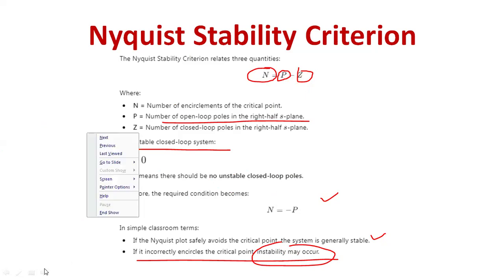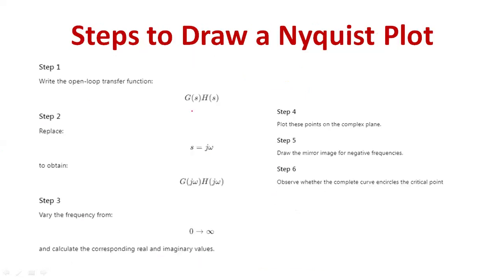Okay, so moving further. What are the steps to draw the Nyquist plot? First of all, you are supposed to convert the S domain into the frequency domain. Write down the open loop transfer function, first step. The second step is to put S equal to j omega, converting the S domain into the frequency domain. So that you will get G of j omega into H of j omega. In place of S, you put S equal to j omega.